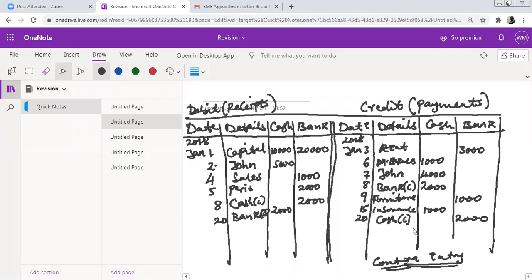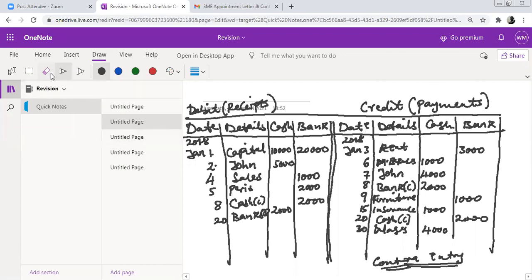Like that, contra entry. And lastly, paid wages in cash. That is a payment that is on 30th. You just come here and you record wages of 4,000 cash. You put it in the cash column. And that is how you are supposed to prepare your two column cash book. It is a two column cash book because each side we have got two columns. That is the cash and the bank transaction.